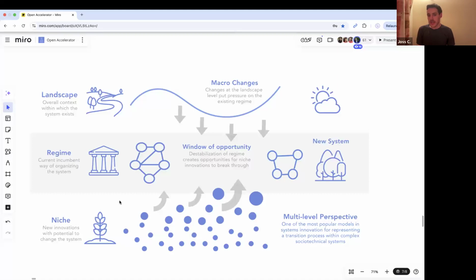And what happens in that transition, and how can we design it? How can we enable it? How can we support these innovations and really capture that opportunity that's been created by these macro changes to actually disrupt the incumbents and lead to an aspirational new system over time?